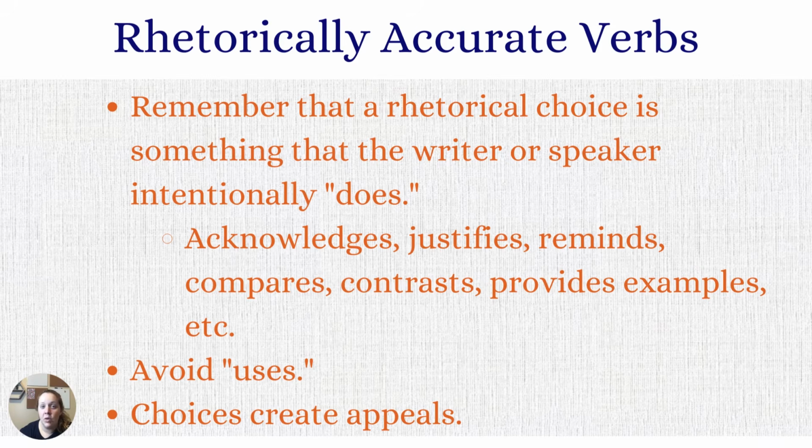As I said before, the goal is to avoid uses simply because it's a lower level verb. We also want to remember that choices create appeals. So rather than focusing on logos, ethos, pathos, focus on the rhetorically accurate verb that's happening in that section. So instead of saying something like the writer uses logos, we want to figure out what the writer is actually doing in order to make that logical appeal. If you're interested in learning about how to write about the appeals effectively, I do have a video about this on my channel. I'll link it in the iCards above and also in the description box below.